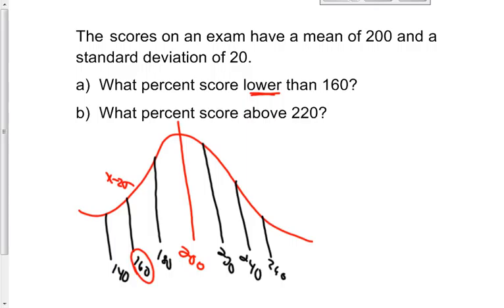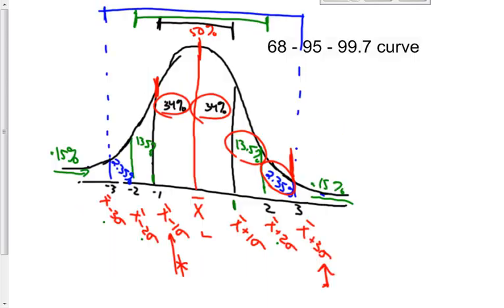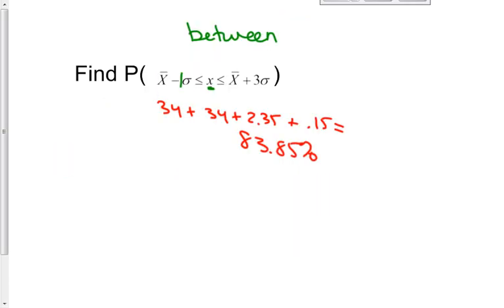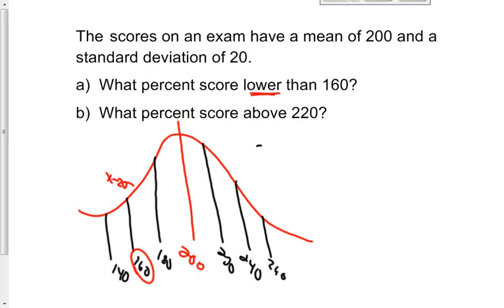So let's go back to our curve real quick. Look for average minus 2. Average minus 2 is right here. And if I need everything lower than that, my values are 2.35 and 0.15. That's 2.5%. So what percent will score lower than 160? 2.5%.